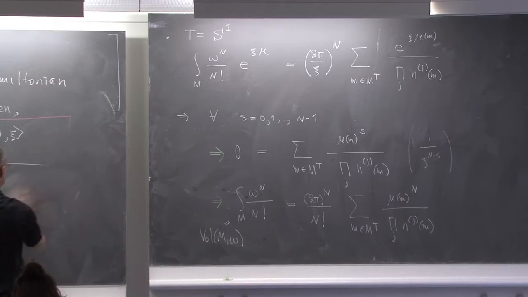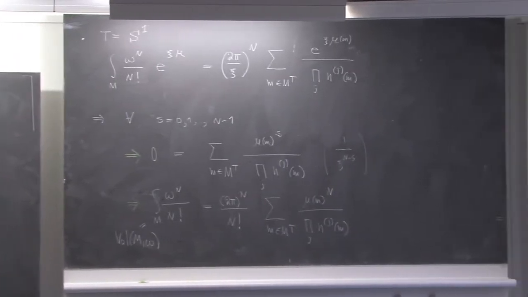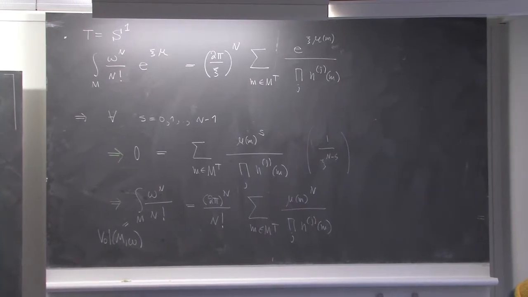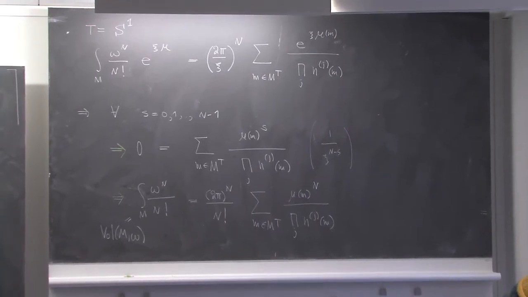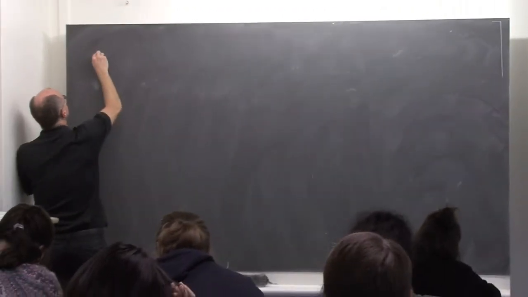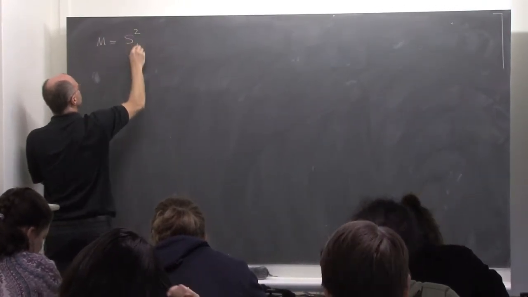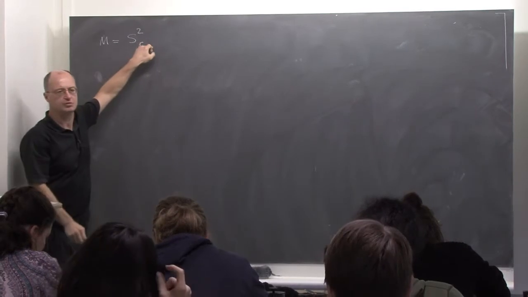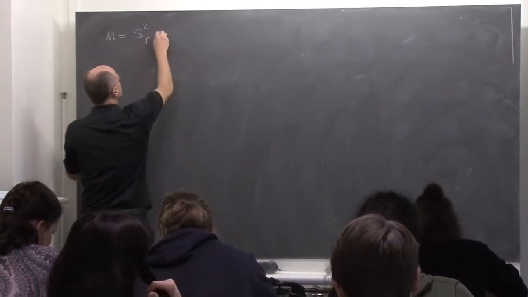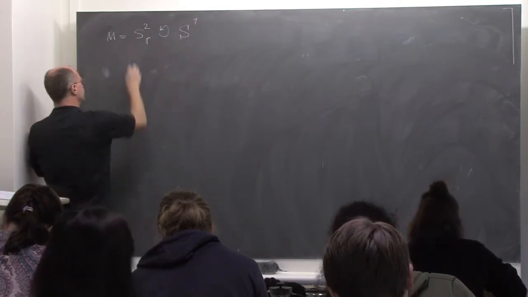Perhaps let's look at how these equalities look like in some particularly simple case. So let's take M to be a two-sphere. Remember, sometimes we were taking it to be of radius r, and we're looking at the S1 action.